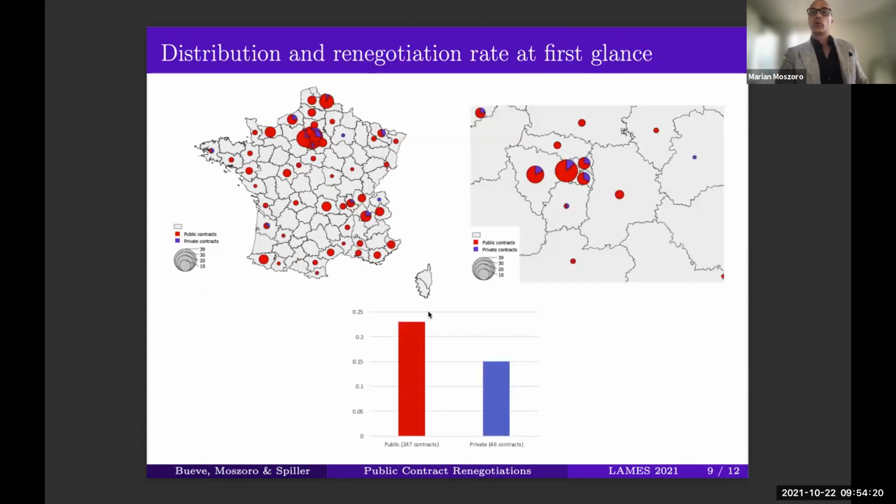Okay, the data is quite homogeneously, nicely distributed across France. More contracts in the Paris area, but that is normal. But so we have all over France, and at first glance, public contracts are renegotiated more often than private contracts.